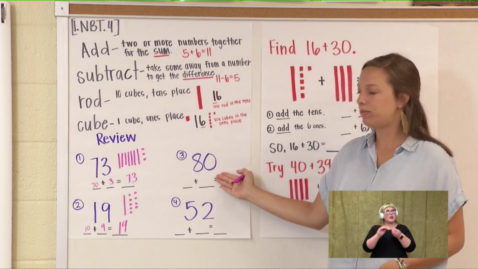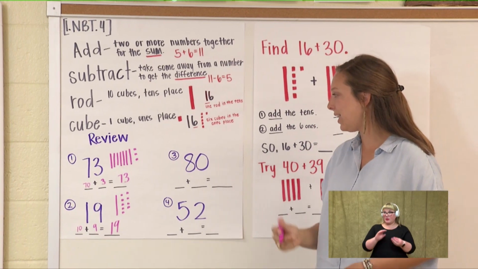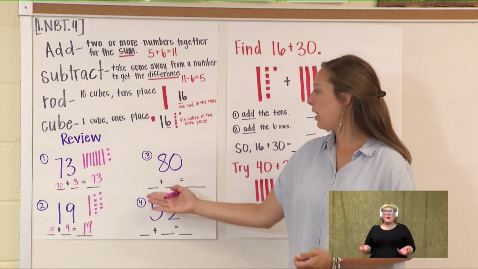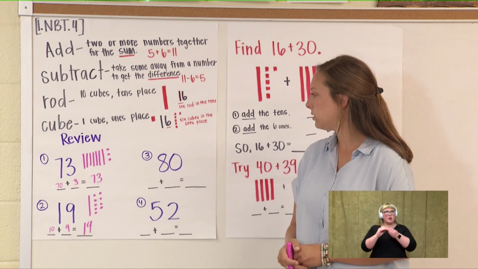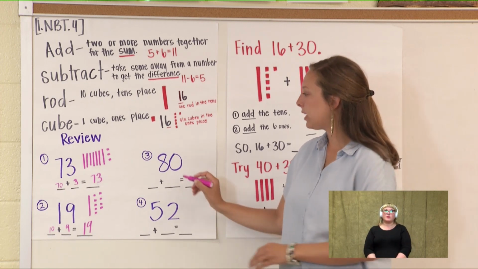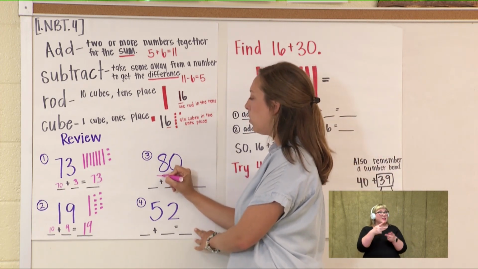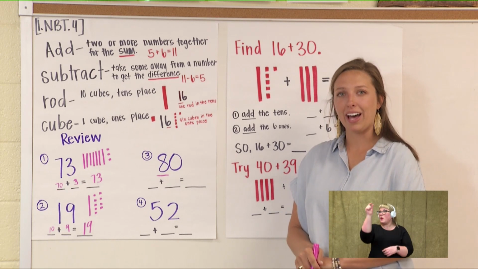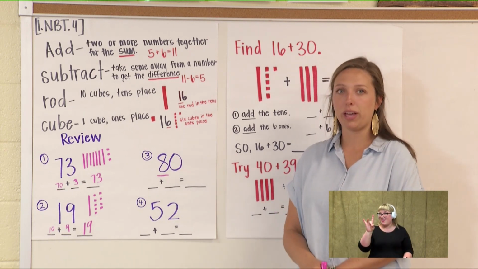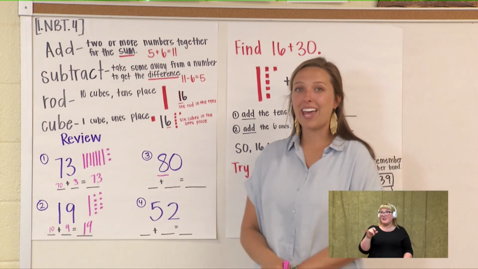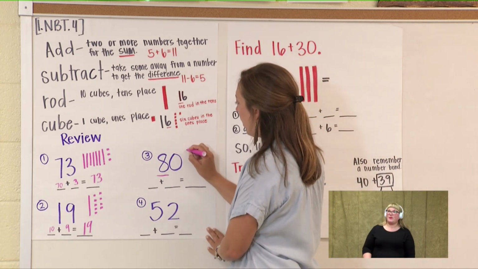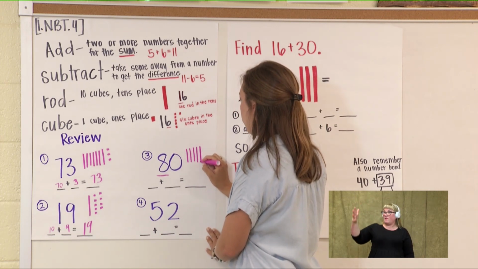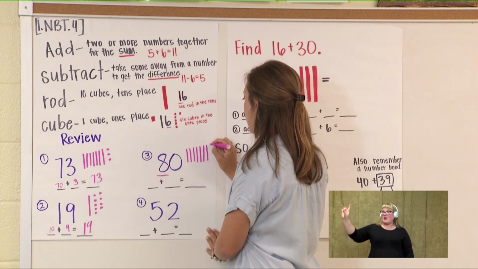Try number 3 by yourself. It's the number 80. How many rods or cubes? And try to fill in the equation. Look at the number you have in the tens place. We have 8 in the tens place. So how many rods are we going to have to represent the 8 in the tens place? If you guessed 8, pat yourself on the back. Here we go. 1, 2, 3, 4, 5, 6, 7, 8.